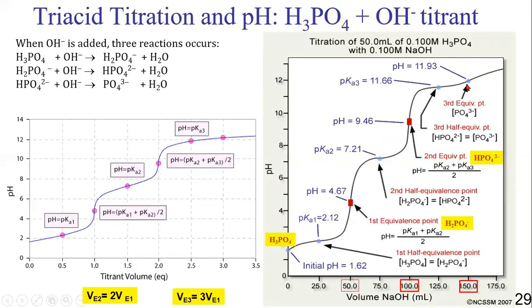Now, that's just the way it is with many of the triprotics, where the Ka3 is fairly low. So here we have my third equivalence point, where I have produced the PO4 3 minus right at the end. Okay. So of course you should be able to get the pH at every single value in this curve.